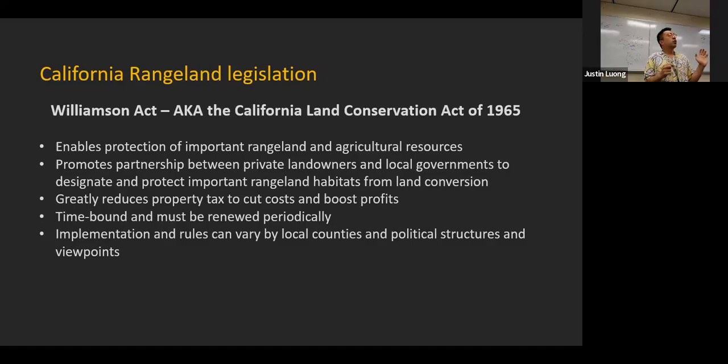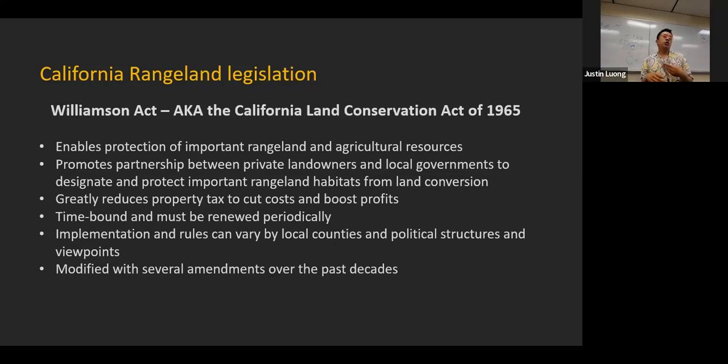So different counties will have different amounts of funding set aside for the Williamson Act. They will qualify different open spaces for the Williamson Act. There have been amendments since 1965. And so some people are very strict about just crop production. A lot of people are very open to considering rangelands that are actively grazed. And then there are also new amendments that allow for considerations of open spaces like parks and nature reserves to be qualified for these tax reductions.